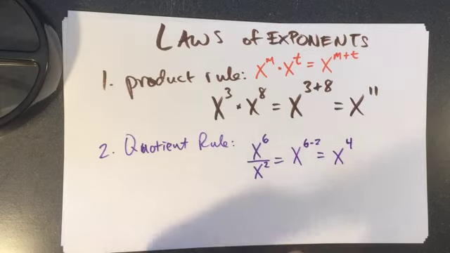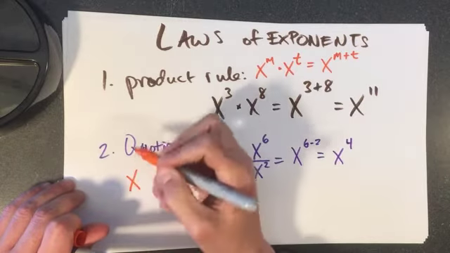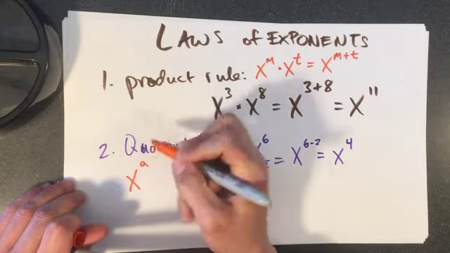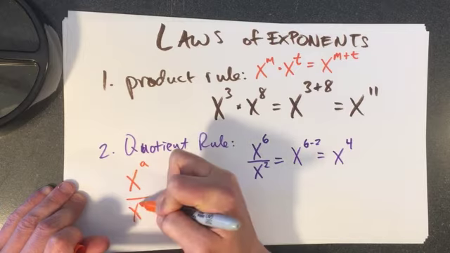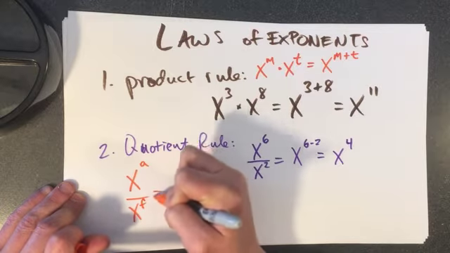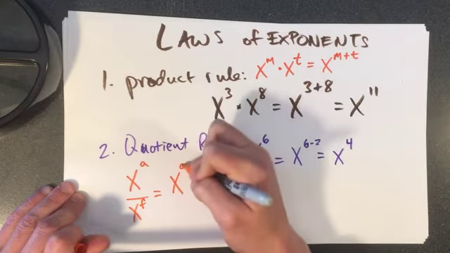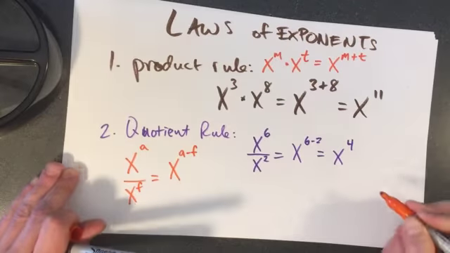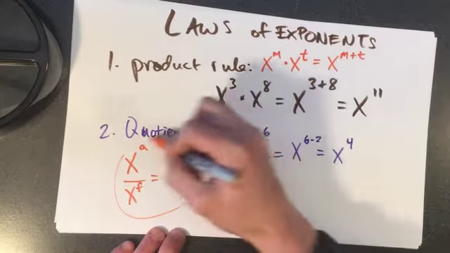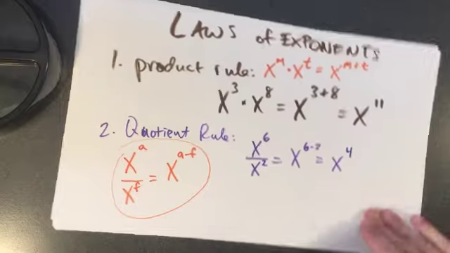If you like to see this done with letters, well, let's switch to orange here. Let's say I had x to the a divided by x to the f. This would be x to the a minus f. That's the rule. Okay, I hope I'm not going too fast. You can always pause. Let's move on next from there.